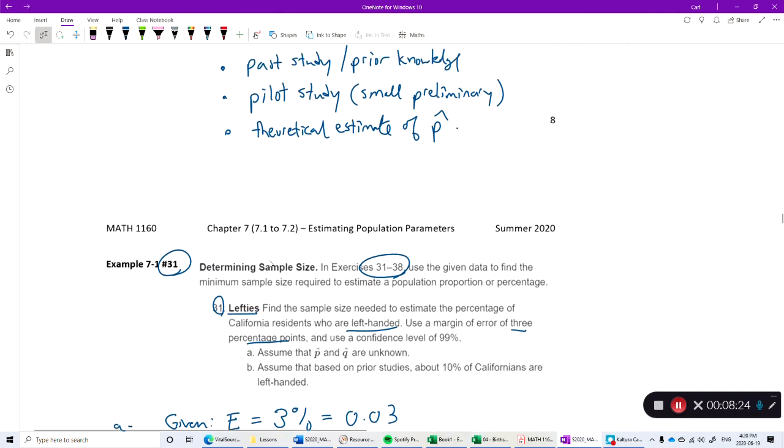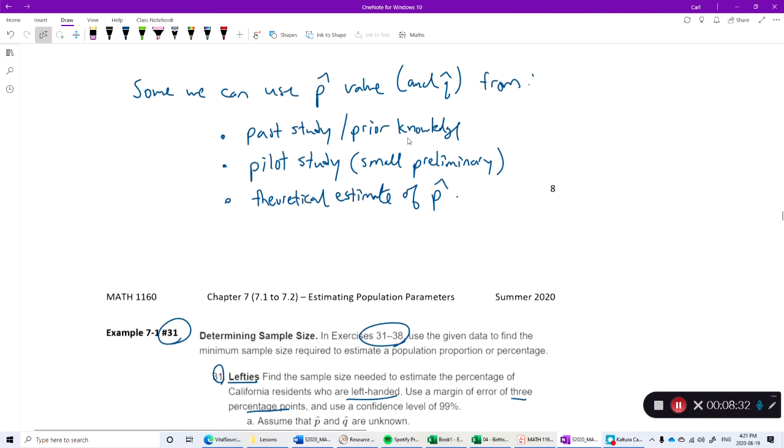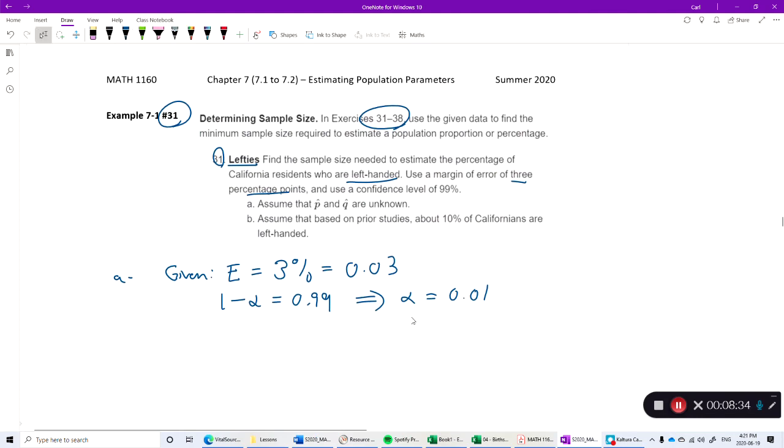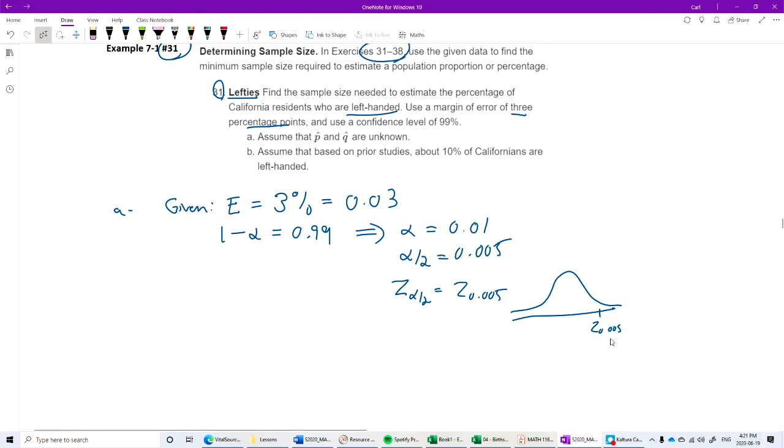So what we need to do to use either of these formulas is to know the critical Z value, right? We need to know the Z alpha over 2. So alpha over 2 is 0.005. That means the Z alpha over 2 is the Z value that has a right tail of 0.005, pretty small. So the Z value is going to be quite large.